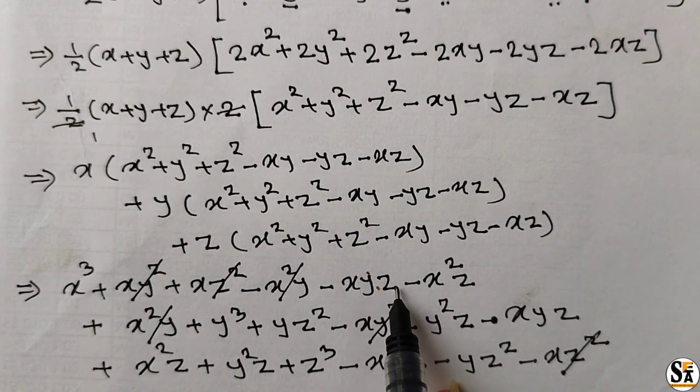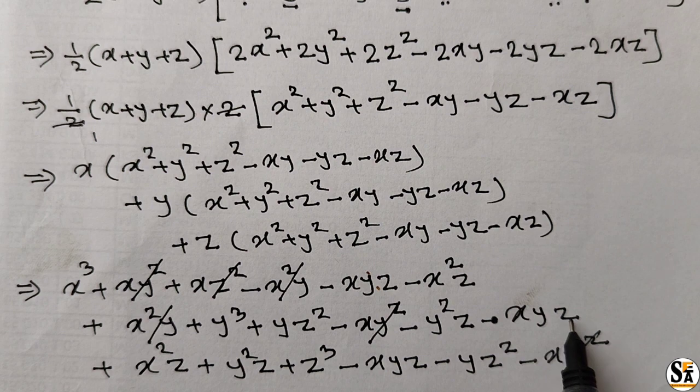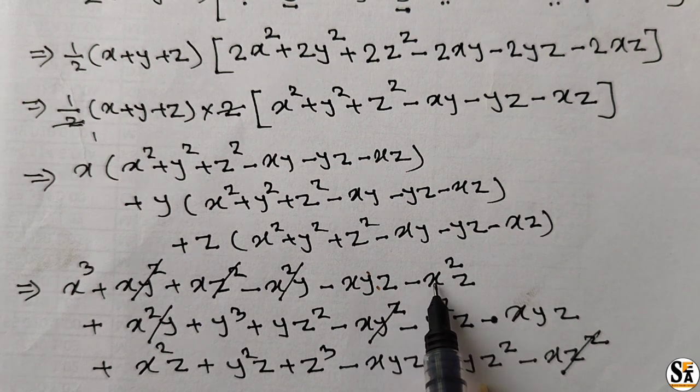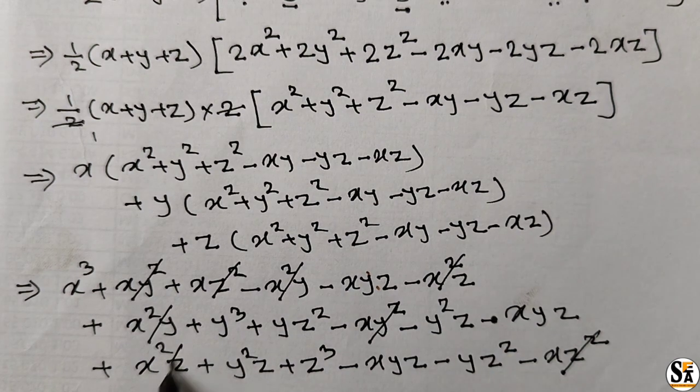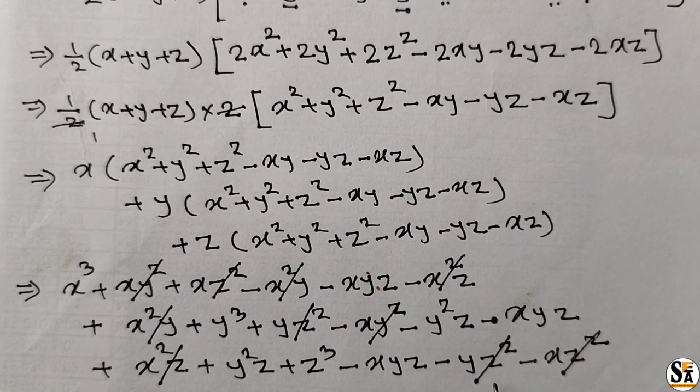Now here is xyz, but here is also minus xyz, and here is also minus xyz, so we will add these three terms. Now see, minus x square z, and we can observe here is plus x square z, so this term will get cancelled. And now here y cube is single, then yz square plus yz square, and here is minus yz square, so this term will get cancelled. Now the remaining terms are only x cube, then xyz, y cube, yz.